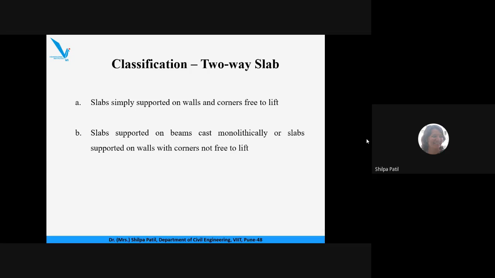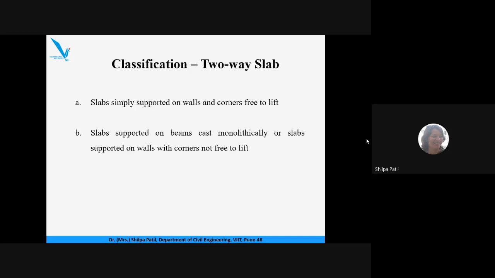Obviously, when we provide restraint to any particular movement, a force will get developed at that particular restraint. Like in case of a fixed support, when we restrain a particular end with respect to its vertical movement, its horizontal movement, its rotation, in all these three directions we get the reactions. In the same fashion, when we arrest the lifting up of the free corners or edges of the slab, obviously some force will get developed at these corners, and this force is always developed in the form of a torsion.